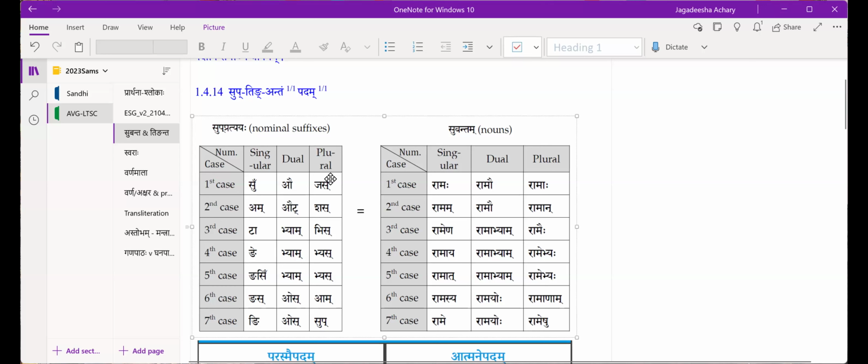In the case of phala, when you add the su, au, jas to the phala pratipadika, you end up with phalam, phale, phalani, because it is napumsakalinga. Compare Ramaha, Ramau, Ramaha, pullinga; Sita, Site, Sitaha; phalam, phale, phalani. See the difference? Phala and Rama are a good example because they end the same, but because of the gender difference, the subanta appears different.